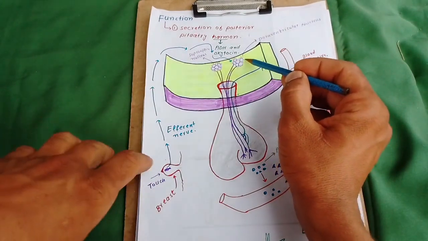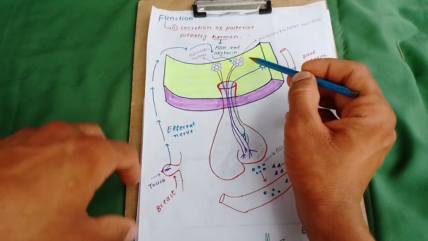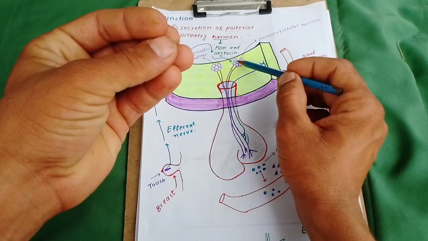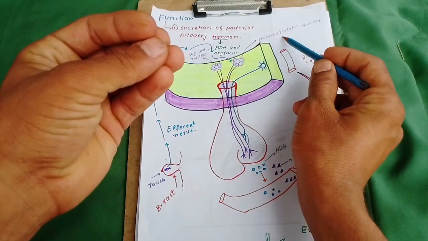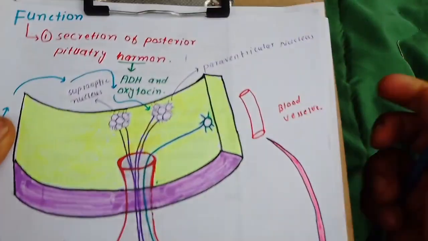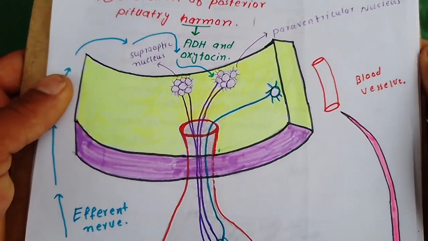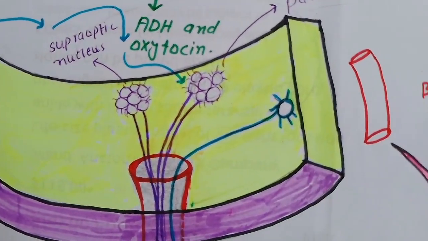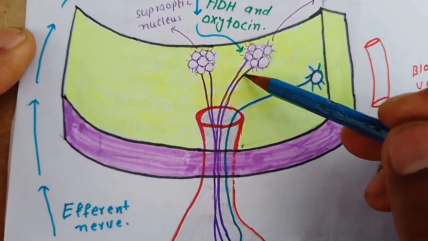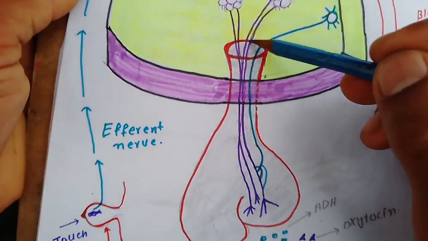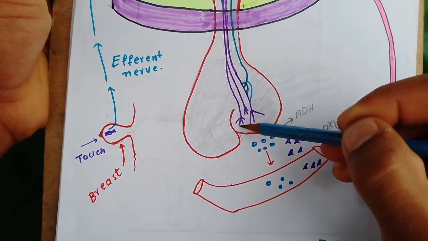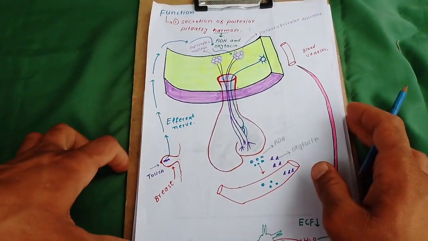The paraventricular nucleus is a group of neuron cell bodies. What is a nucleus? A group of cell bodies of neurons is called a nucleus. So this is the paraventricular nucleus, while this one is the supraoptic nucleus. So this is the cell body. These are the dendrites, and this is the axon; many axons arise and go downward. These are the axons, ending in the synaptic knob.